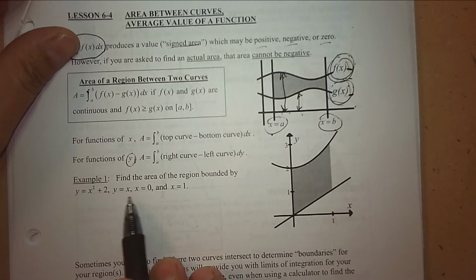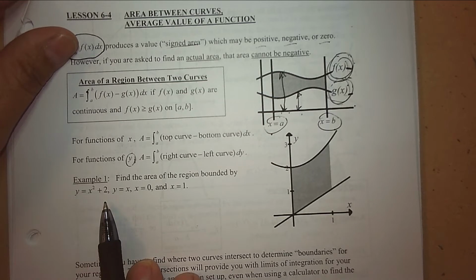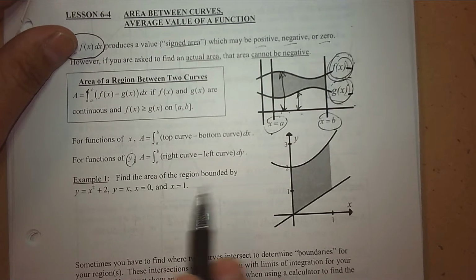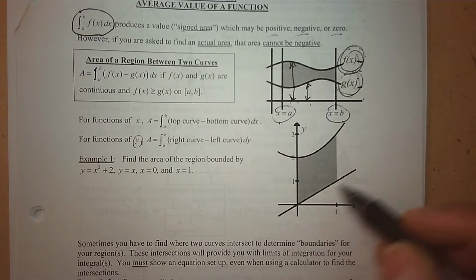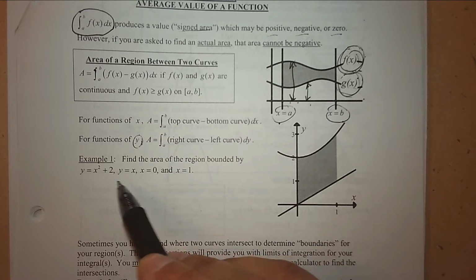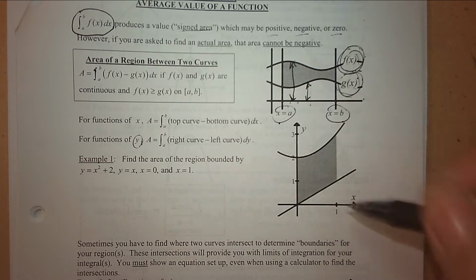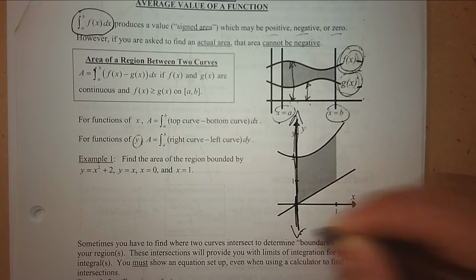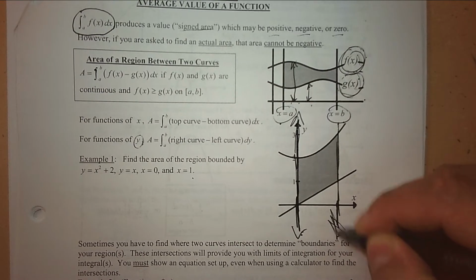So example number 1. Find the area of the region bounded between y equals x squared plus 2, y equals x, x equals 0, and x equals 1. So let's make sure we understand what each one is describing. For y equals x squared plus 2, is that the top curve or the bottom? Good. For y equals x, can you identify it? How about x equals 0? What does that describe? Do you know it's a vertical line that goes over 0? And x equals 1 is a vertical line that goes over what? And again, those give you your bounds.